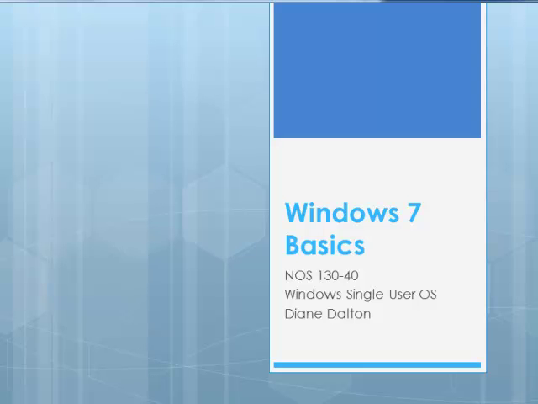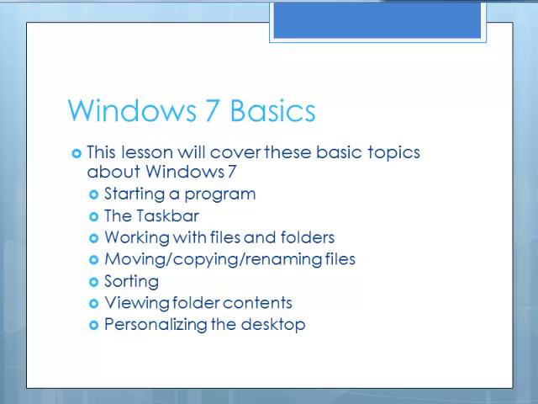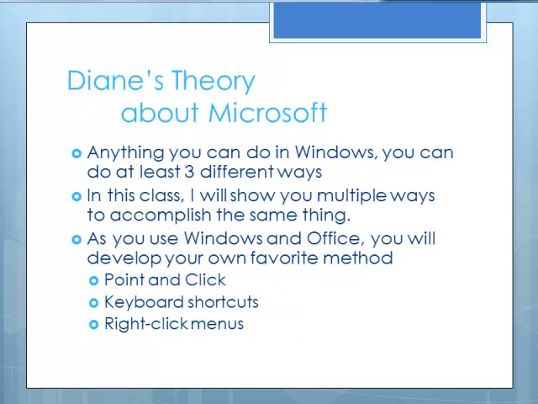This is a quick lesson on Windows 7 Basics. I hope that you know most of these things, so this will be a quick review. This lesson will cover some of these basics: how to start a program, talk about the taskbar. We'll look at working with files and folders, in particular moving, copying, and renaming. Also sorting, so you can find your files and folders. We'll look at different ways to view the folder contents, and then how to personalize your desktop.